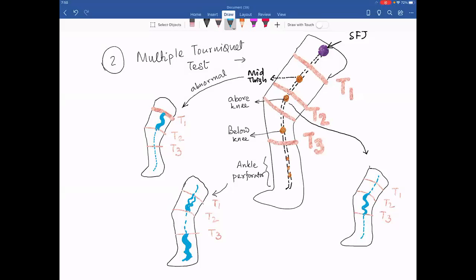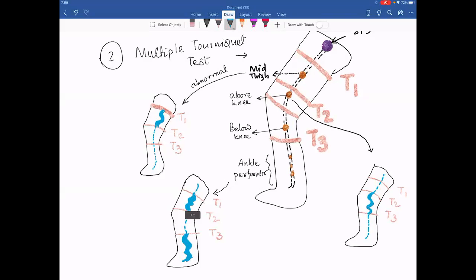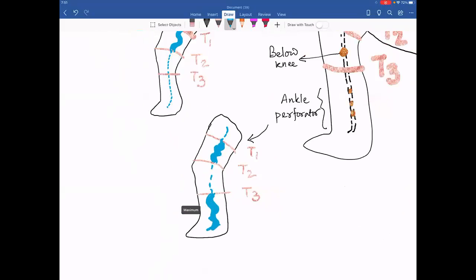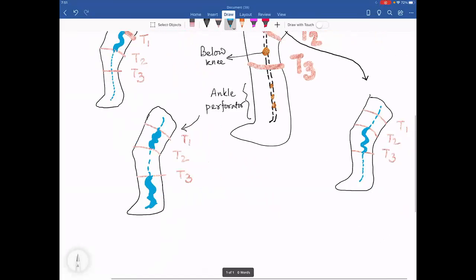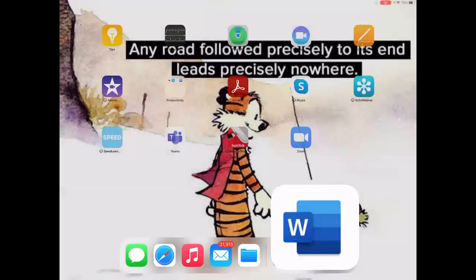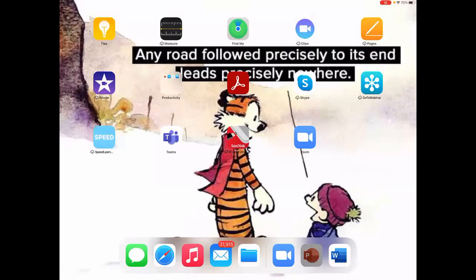Say for example, this patient has both a mid-thigh perforator problem as well as an ankle perforator problem. Can you see what I drew, sir, in this one? Definitely. That is the reason you did a multiple tourniquet test. Have I made you understand? Good one. So this completes the test called the multiple tourniquet test. Please see the method of how to elicit it.